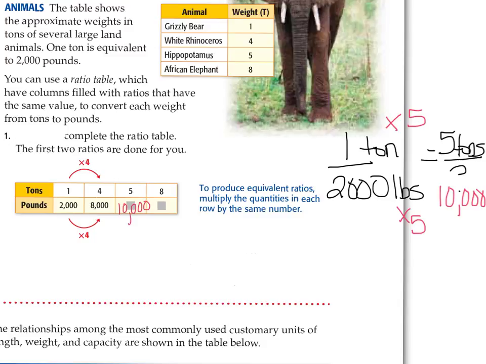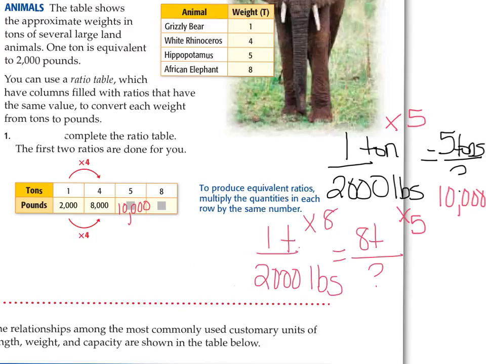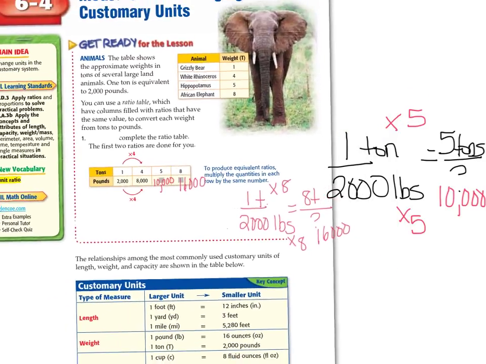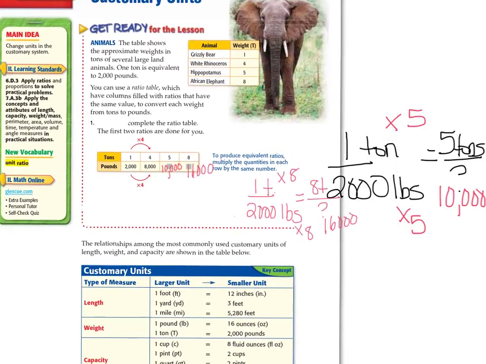What about 8? Let's go ahead and figure it out. If 1 ton equals 2,000 pounds, how much will 8 tons equal? All we have to do is multiply by 8. 2,000 times 8 is going to be 16,000. Okay, so this would be 16,000. That's as easy as this is. It's not hard at all, as long as you know your basic conversion, in this case, 1 ton to 2,000 pounds.